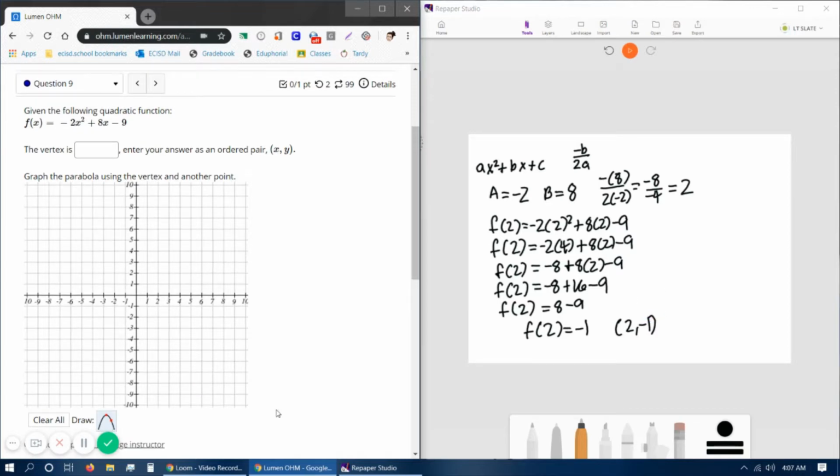To graph my function, I'll need a second point to graph. The easiest way to do that is to look at my constant to find my y-intercept. For this function, my y-intercept is at negative 9, which will fit on my graph. If your y-intercept does not fit on your graph, you'll need to plug in a second x value into the function to find a second point for the graph. To see an example of that, look at question 8. So I'll place my first dot at my vertex of 2, negative 1, and my second dot at my y-intercept of 0, negative 9.